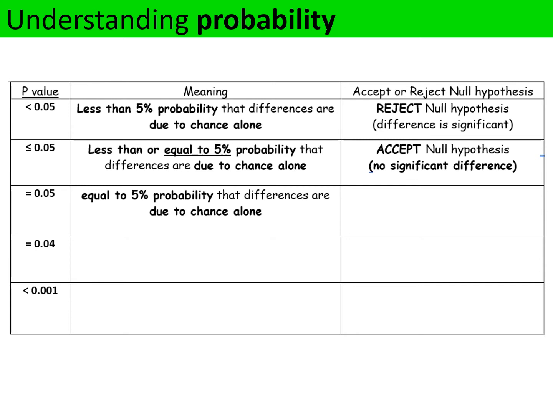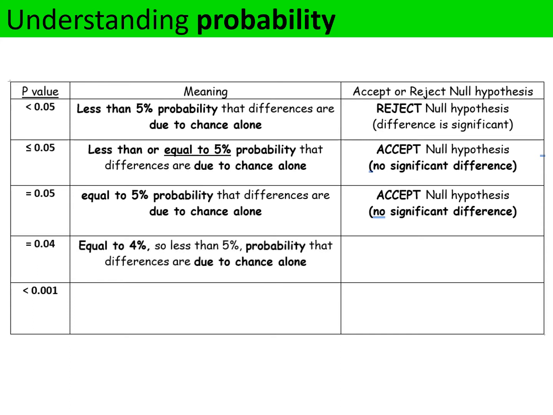Likewise, if the p-value is equal to 0.05, that's not quite low enough. That means there is a 5% probability that the difference between two mean values is due to random chance on its own. That has to be lower than 5% to be significant. Therefore, here we would accept the null hypothesis because there's no significant difference between our two mean values, and therefore the difference is due to random chance.